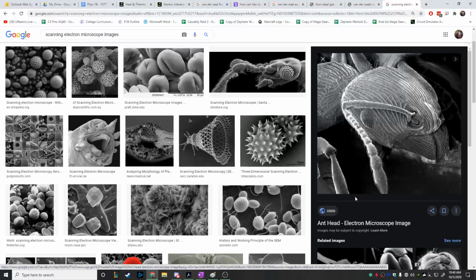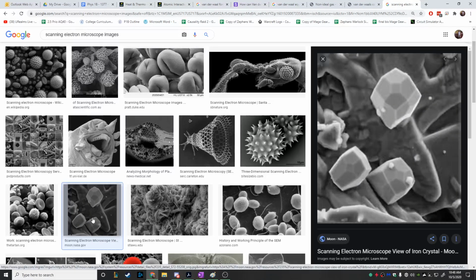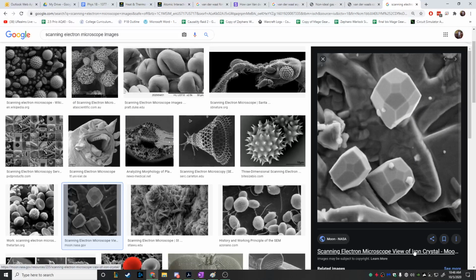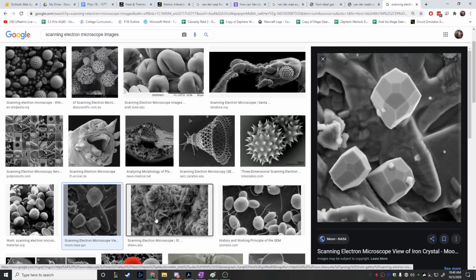This is an ant head. Look at those little eyes, all the little grooves and hairs that you can see. What is this? This is an iron crystal. That's pretty neat. They're all black and white, right?